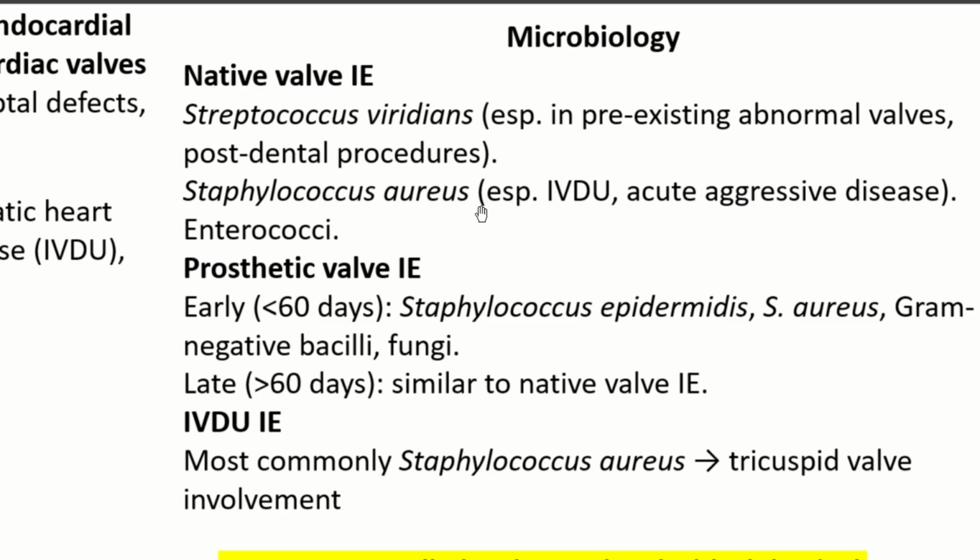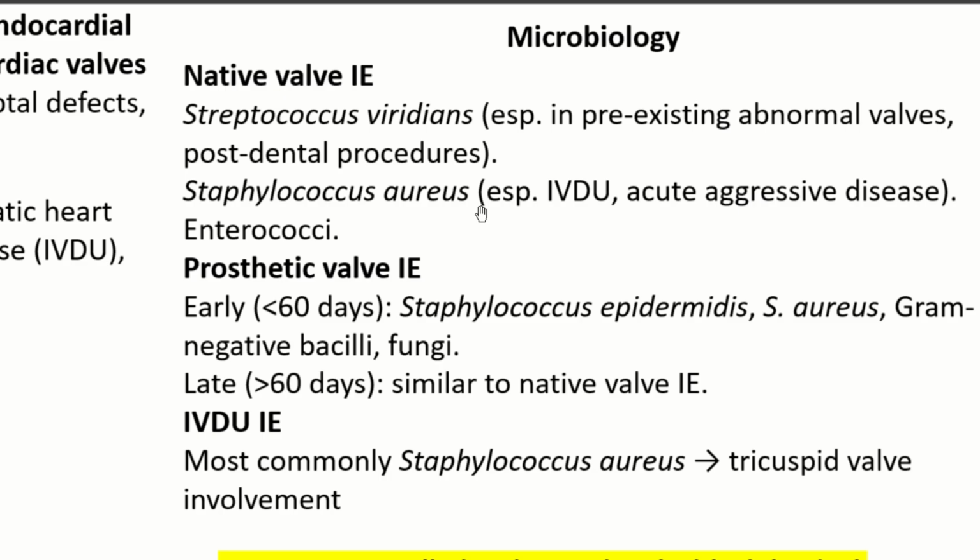Then we can have Staph aureus, mostly in IV drug users, and Staph aureus is mostly going to cause a very, very aggressive disease, and it will have an acute presentation. Then we have the enterococci. Then we have prosthetic valve.